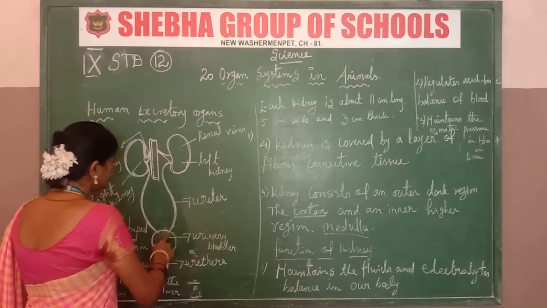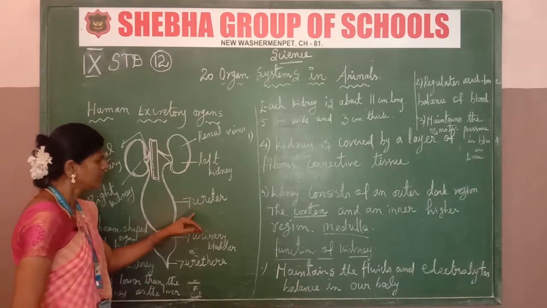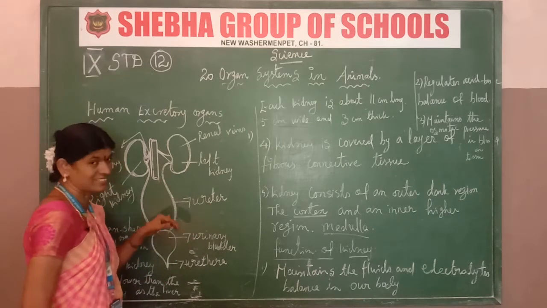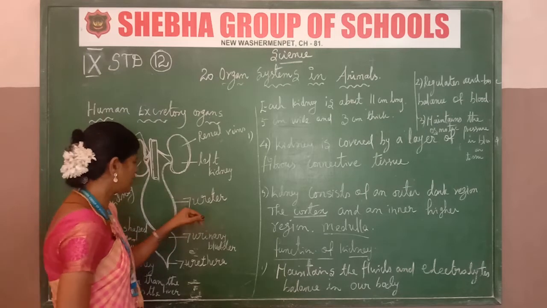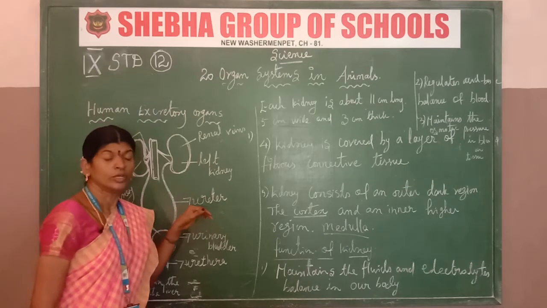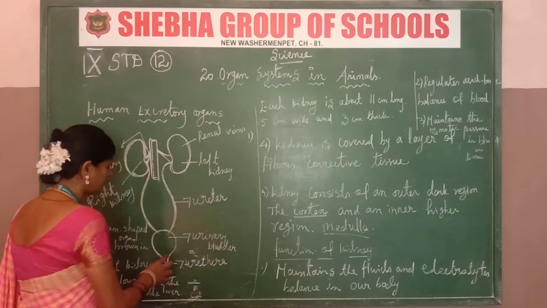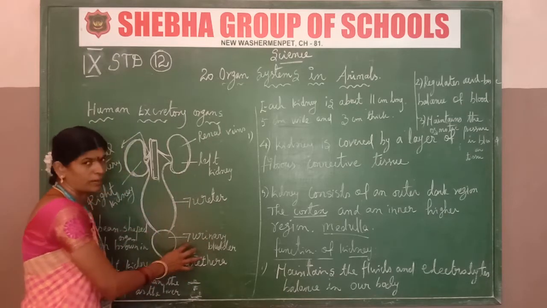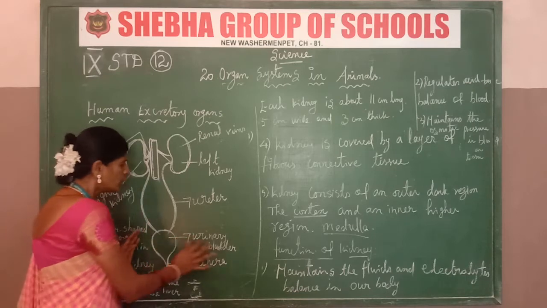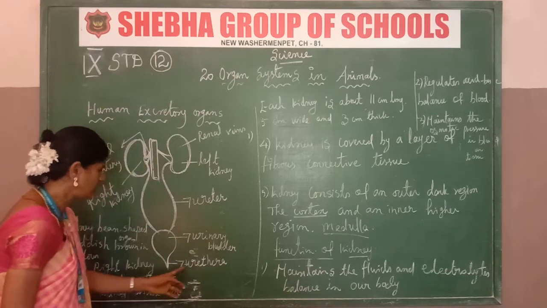Next, this thread-like structure is the ureter. The ureter leads to the urinary bladder. Urine is collected through the ureter tubes into the urinary bladder.